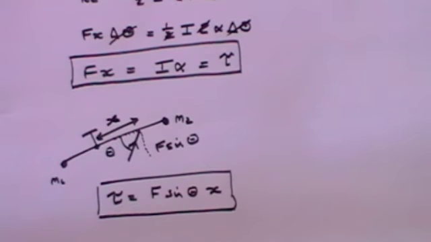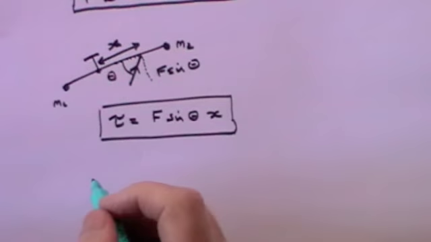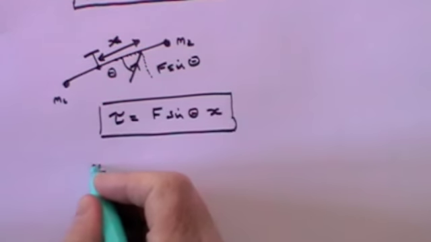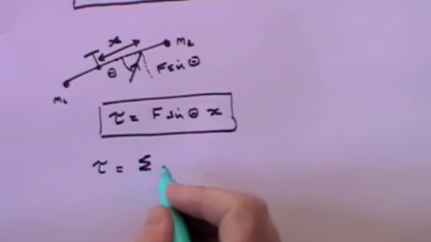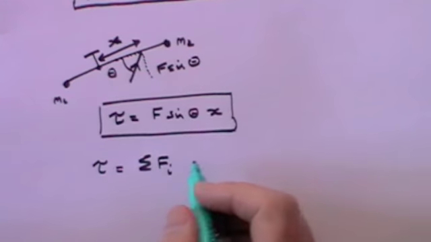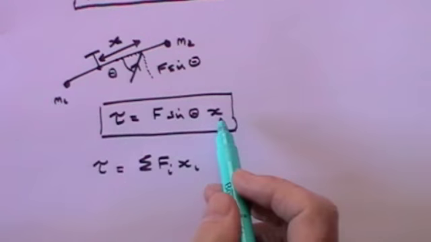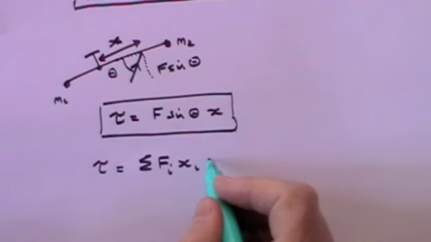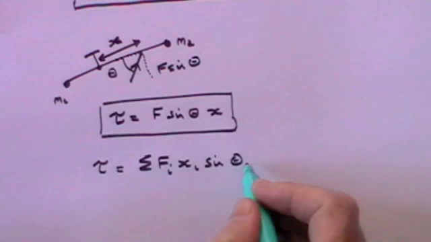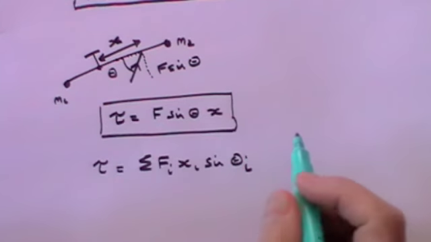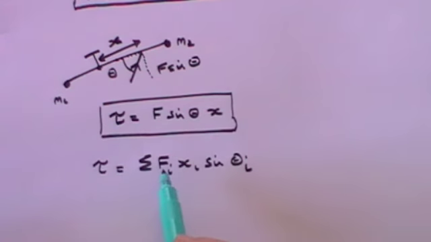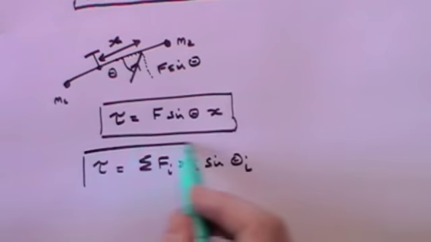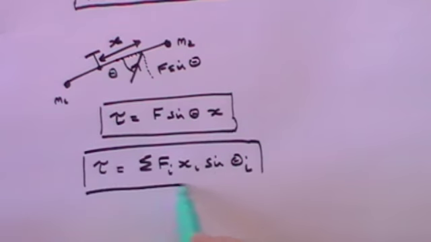And if you've got several such forces, then the total torque on the system will be the sum of all the forces, all the distances from the pivot point, and the sine of the angles associated with each force. And that gives you the total torque on the system.